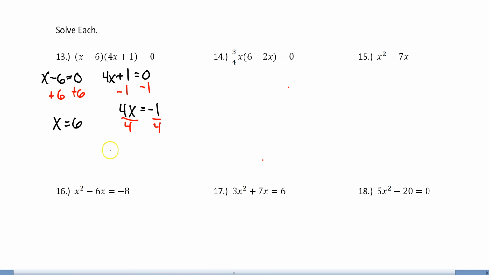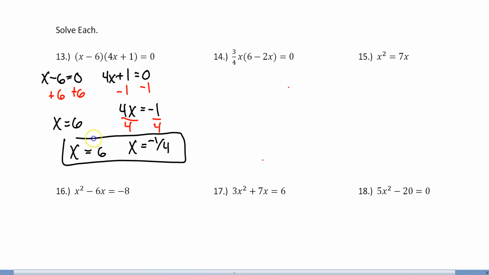So the two answers I get here are x equals 6 and x equals negative 1/4. And that's it. Okay. Next one's a similar situation. It's already factored. It's already equal to 0. So now I just set each factor equal to 0.